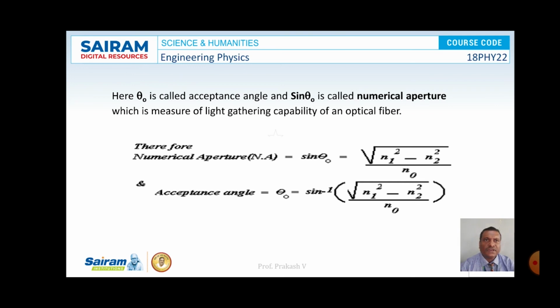And further, theta naught is considered as the acceptance angle and sin theta naught is considered as the numerical aperture of the given optical fiber. Therefore, numerical aperture is equal to sin theta naught, that is equal to square root of n1 square minus n2 square by n0. Therefore theta naught can be written as sin inverse of square root of n1 square minus n2 square by n0. This is what is called the acceptance angle.